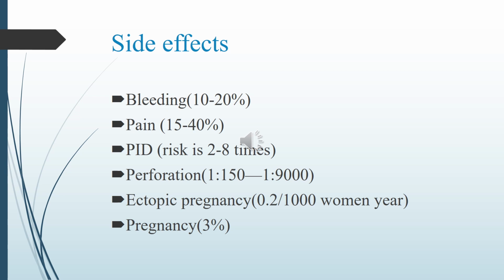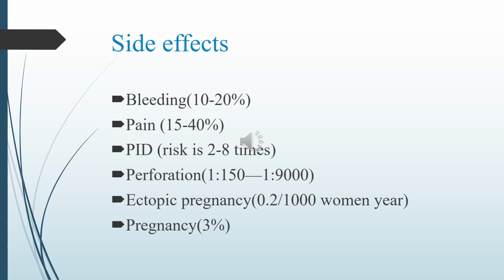Now, the next complication or side effect is pregnancy. It only occurs in around 3% of the cases. Pregnancies with an IUCD can lead to certain medical complications, like infections and spontaneous abortions. Only 25% of the pregnancies will have a successful outcome if the IUCD is left in place.